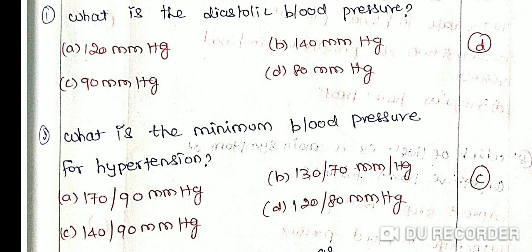The systolic pressure or pumping pressure is 120 mm Hg, while the diastolic pressure or resting pressure is 80 mm Hg.